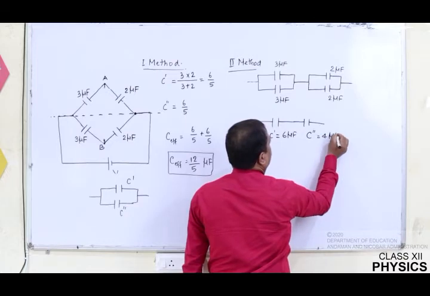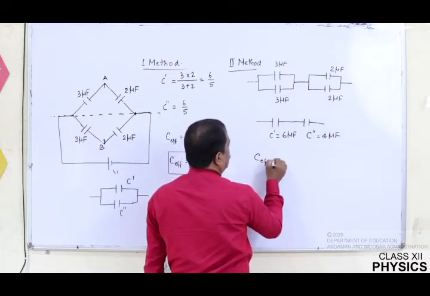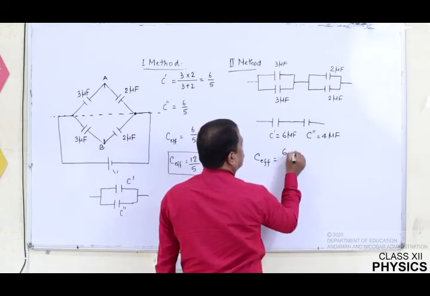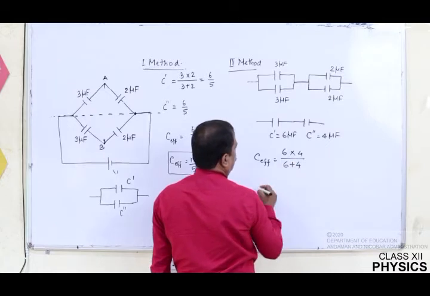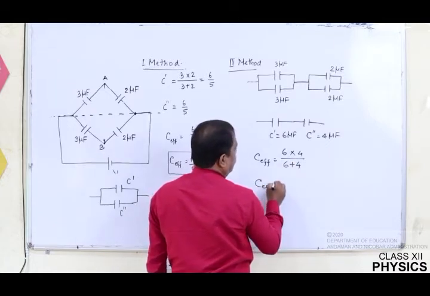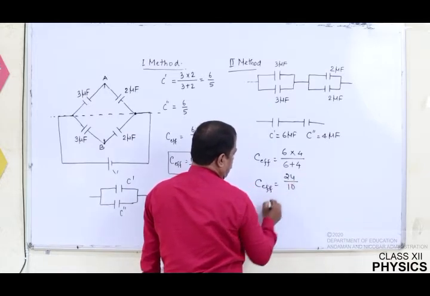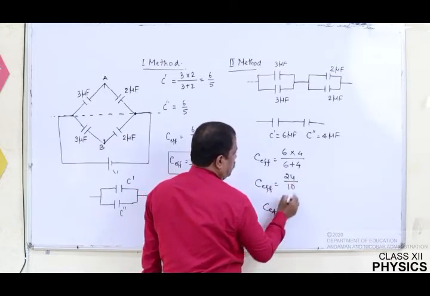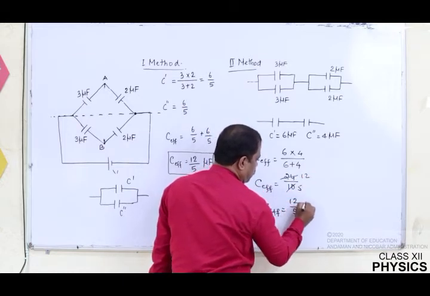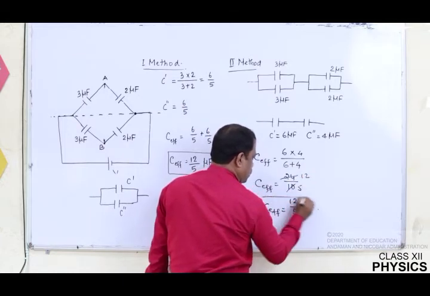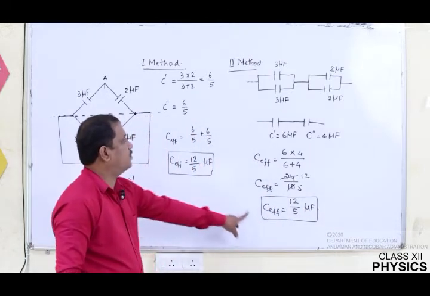4 microfarad, and the effective of this series combination is going to be: C effective will be equal to, they are in series, so 6 into 4 upon 6 plus 4. C effective will be equal to 24 upon 10, otherwise C effective is going to be 12 by 5 microfarad. So that means the answer that I got here is same as that of this one.